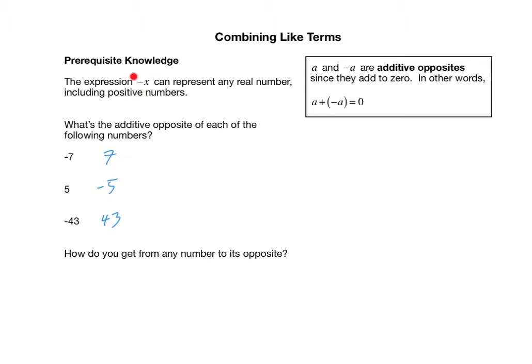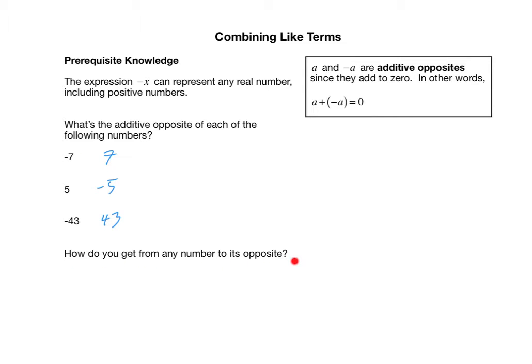So as you can see, opposites can be either positive or negative. Hence the reason the expression opposite of x can represent any real number, including positive numbers. In the previous example, we saw we got +12 rather than -12. So what can you do to each of these numbers to get their corresponding opposite? While you can add 14 to -7 to get 7, adding 14 to 5 does not give you -5, and adding 14 to -43 does not give you 43. The thing that you could do to each of these to get their corresponding outputs is multiply by -1.